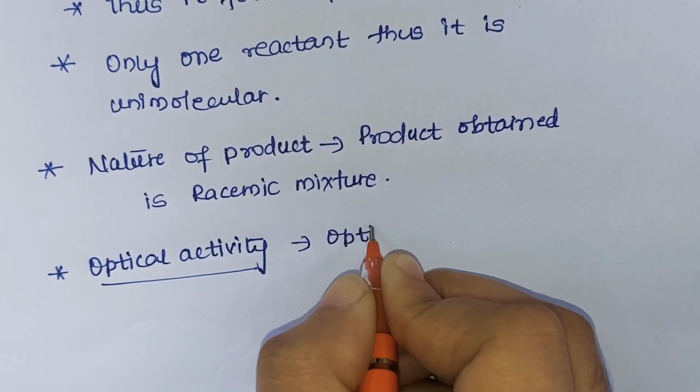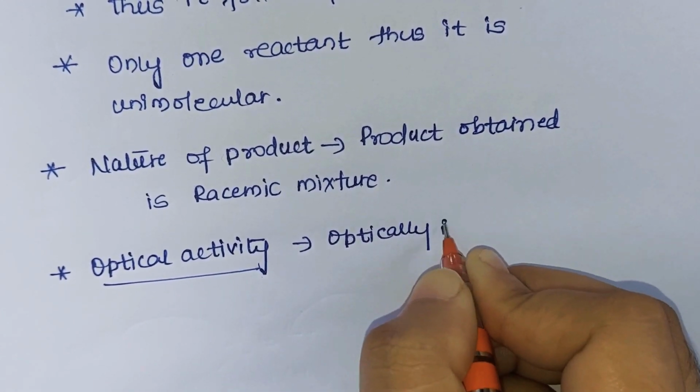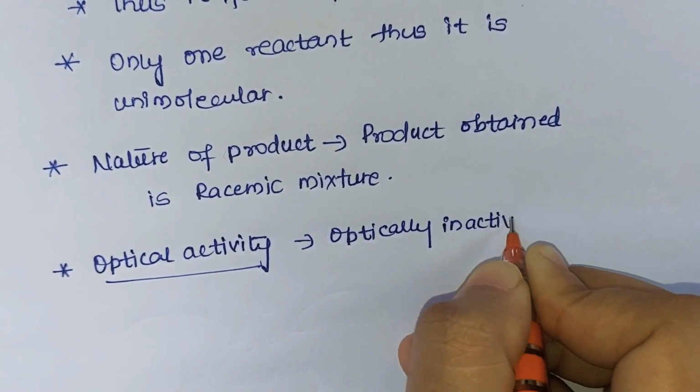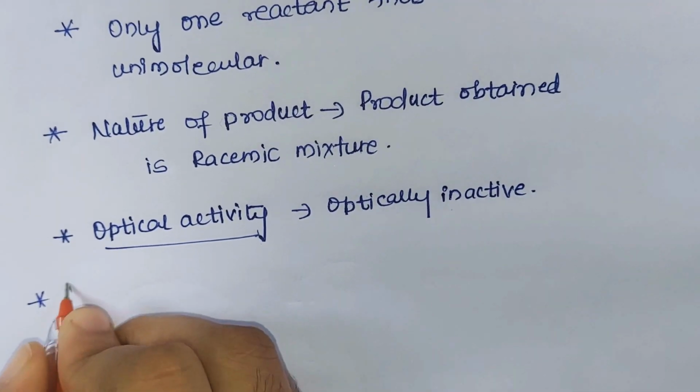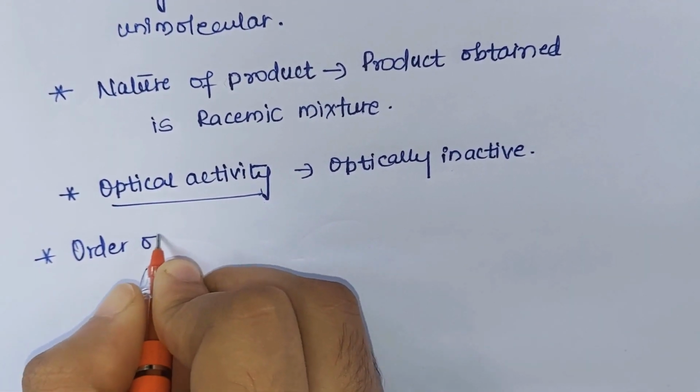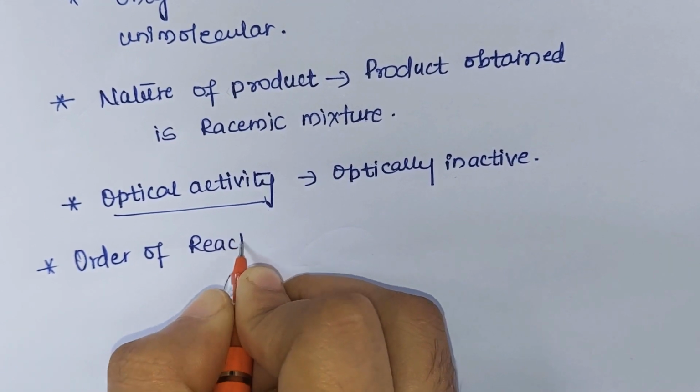What about the optical activity? Racemic mixtures are always optically inactive. Remember this; even about this we'll discuss in my next video. So the product obtained here will be optically inactive.